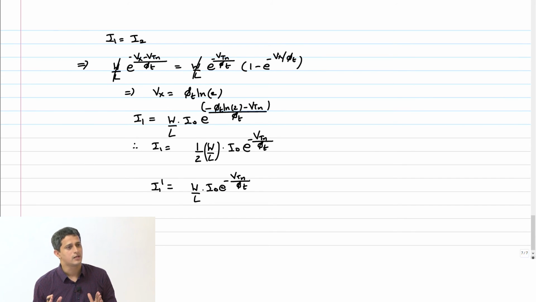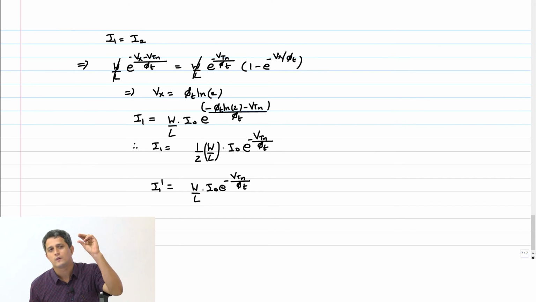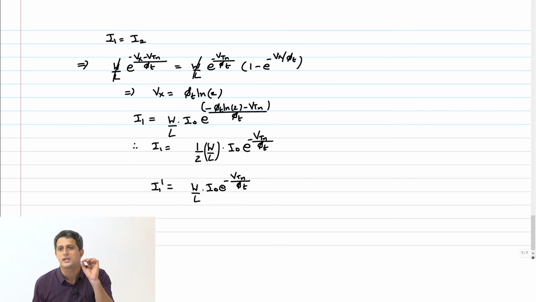What this is telling us is that putting two transistors in series is simply giving me the effect of halving the width. Correct? Vx has adjusted itself at phi t ln 2 so that the leakage current through the 2-stack NMOS transistor is half that of the single NMOS transistor with the same width W.